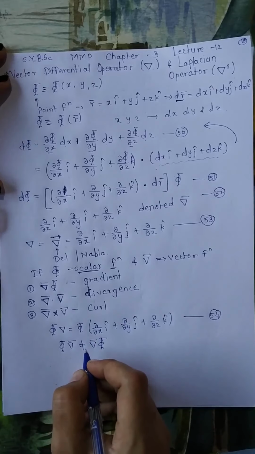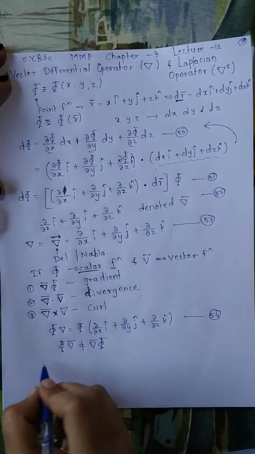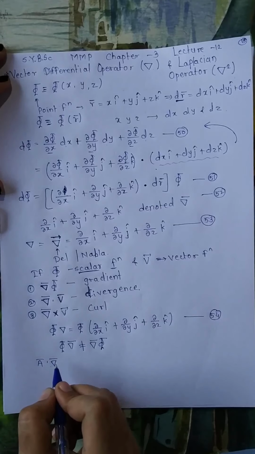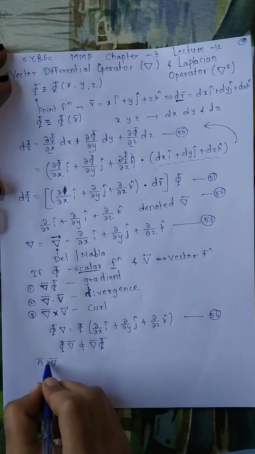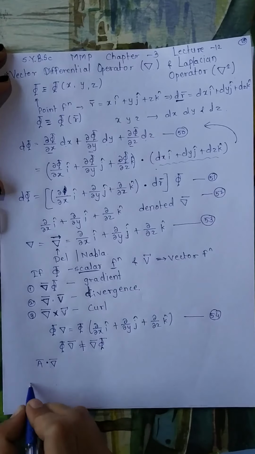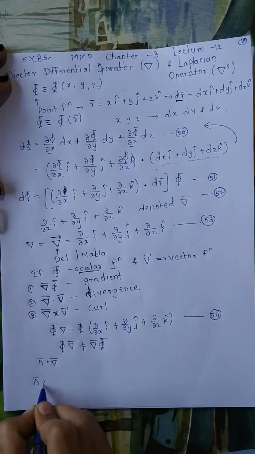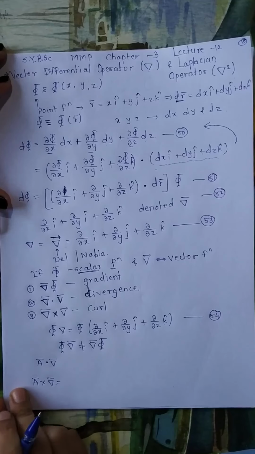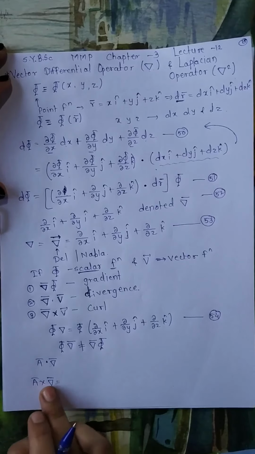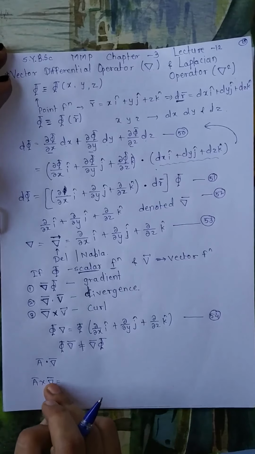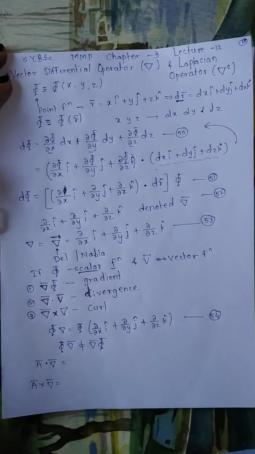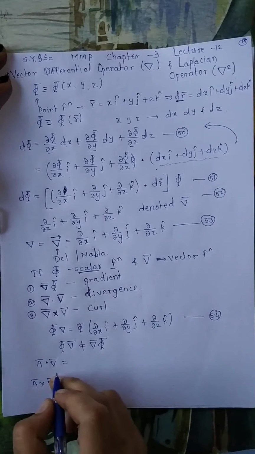Similarly, consider a bar dotted with del and a bar crossed with del. The first one is a scalar operator since there is a dot product, and in the second case, a bar crossed with del will be a vector, since the cross product of two vectors is a new third vector. Now, how to find this dot product? It is easy.